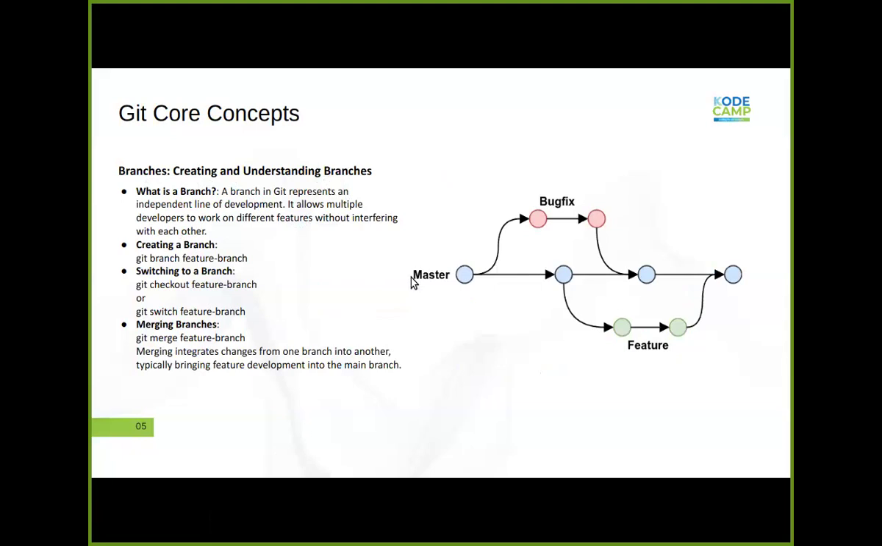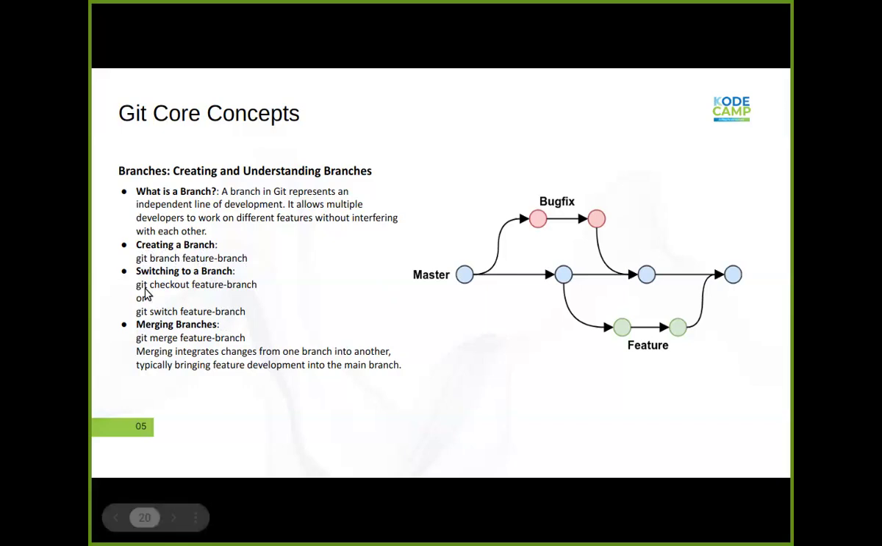Branches. The next concept we're going to look at is branches. Now, what is a branch? A branch in Git represents an independent line of development, which is the simplest answer I've ever seen. It allows multiple developers to work on different features without interfering with each other. Now, to create a branch, you use the command git branch feature-branch.